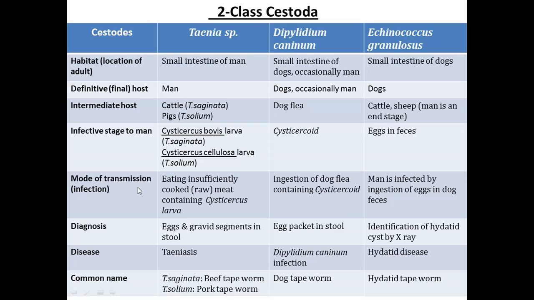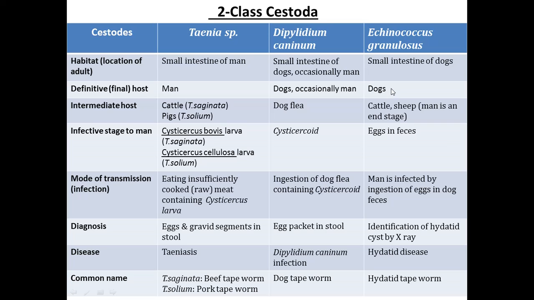The parasite enters the body of the definitive or final host and becomes adult in the habitat. The habitat is the location of the adult. The habitat in case of Taenia species is the small intestine of man. In case of Dipylidium caninum, it's also the small intestine of dogs, the definitive host, or occasionally man, because man sometimes becomes the definitive or final host. In case of Echinococcus granulosus, the habitat is the small intestine of dogs, because dogs are the definitive or final host.